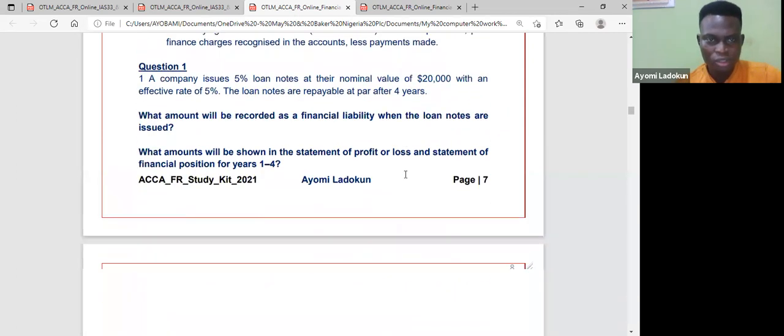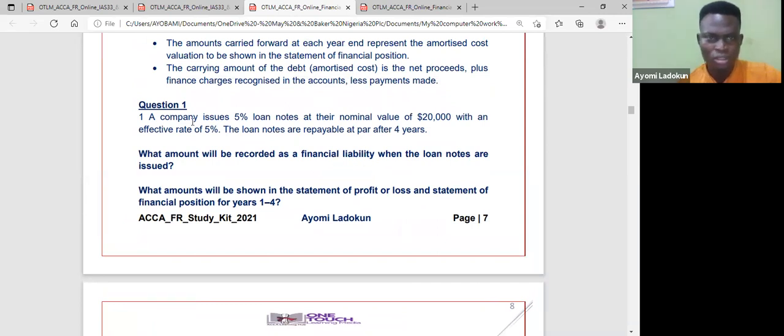Okay, so let's look at question 1 to continue our story. A company issues 5% loan notes. Okay, so you have to mind those sentences. At a nominal value of $20,000 with an effective interest rate of 5%. Loan notes are repayable at par, unlike what we did earlier at a premium. So at par, okay, for 4 years. What amount will be recorded in the financial liability when the loan note is issued? What amount will be shown in the statement of profit or loss and financial position for years 1 to 4?